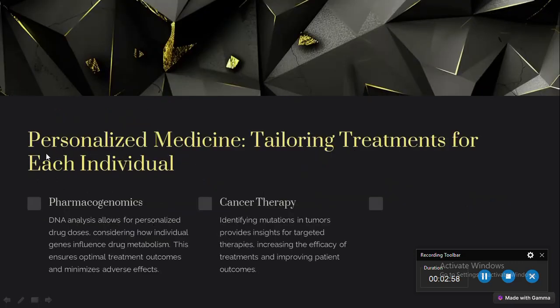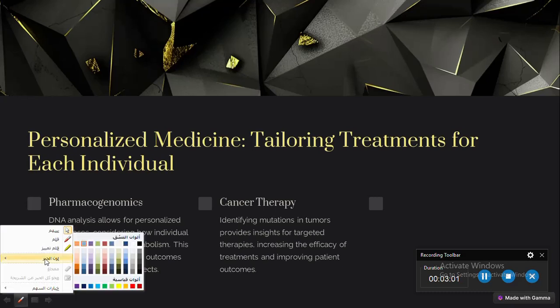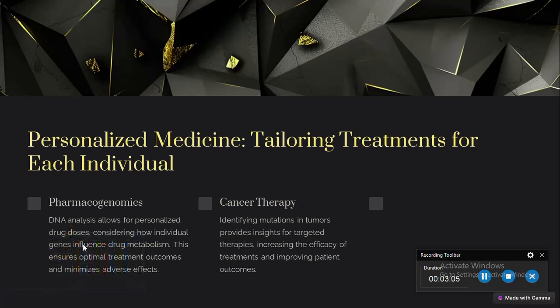Okay, what else? Personalized medicine. What is meant by personalized medicine? It is tailoring treatment for each individual. In our protocols in medicine, we follow what is called one size fits all. We have this protocol for each patient with this stage of disease. But in personalized medicine, no, we tailor this protocol for this person according to pharmacogenomics, according to specific genetic markers inside them.